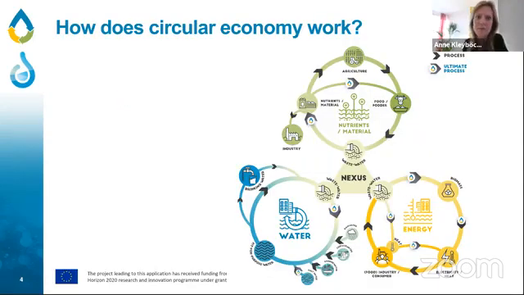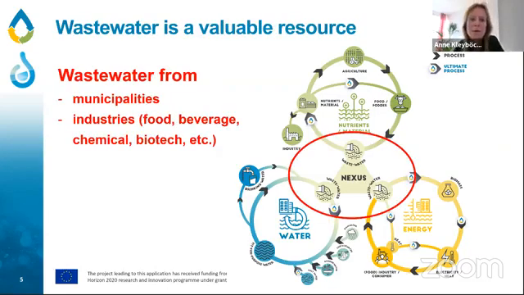So how does this work? Here you see this nice infographic. And in the middle of this infographic, where Nexus is written, this refers to wastewater, because wastewater has three resources. It has water, it contains material, and it carries energy. So this can be wastewater from municipalities or wastewater from industries like the food industry, beverage, or chemical biotech industry.